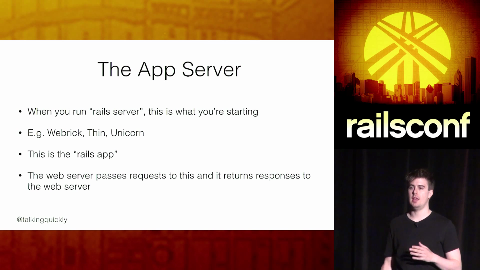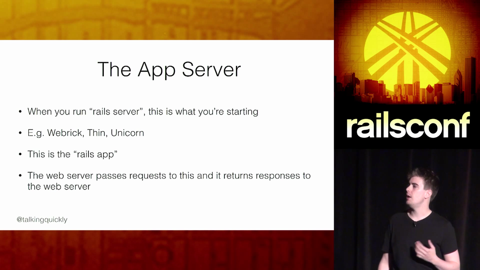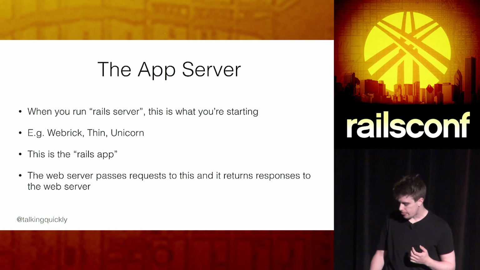So the app server here is Rails S running on our VPS. The web server passes the request back, the app server generates the response, and then passes it back to the web server, which then returns it to the user. In development, we're probably used to the app server being something like Thin or Webrick. In production, it might also be Thin or Webrick. It might also be something a bit more advanced like Puma or Unicorn.